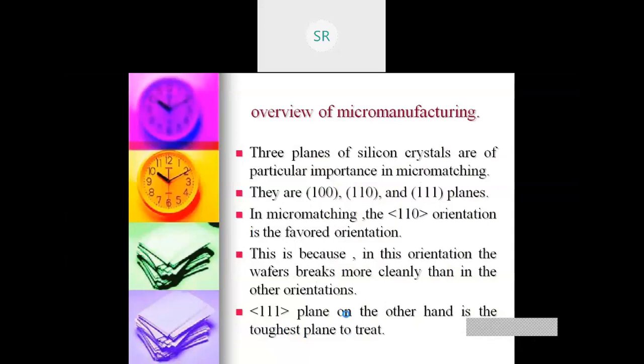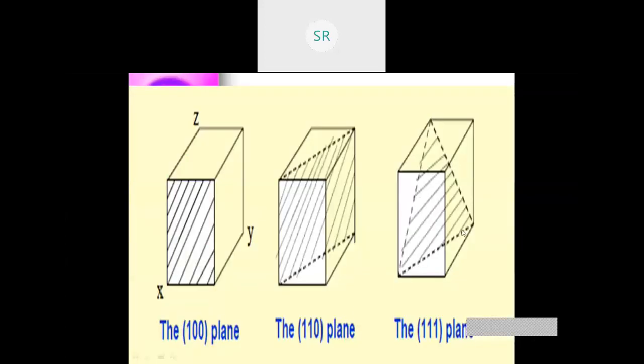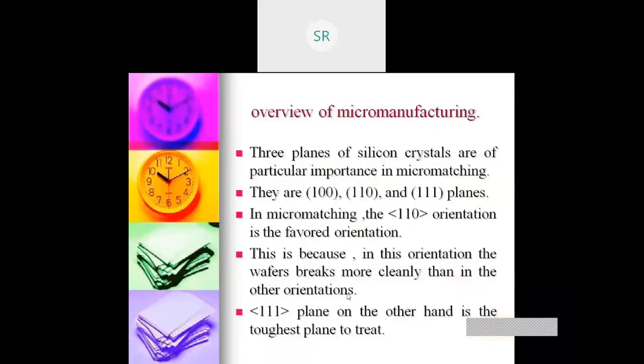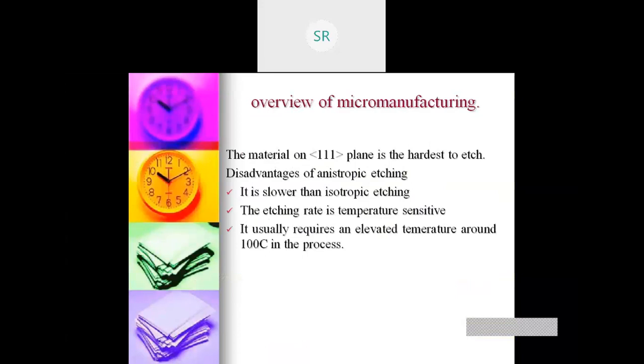Why? Because of this triangle orientation, it is very difficult to identify this plane. So all these are the corner points. So this plane is the toughest plane to treat. Okay. So the 111 plane is the hardest to etch.